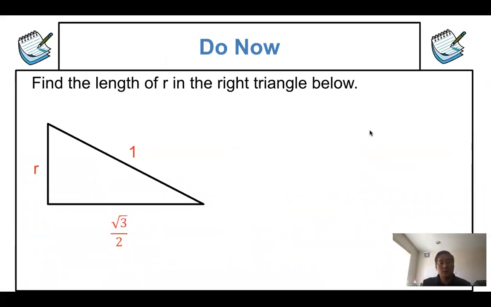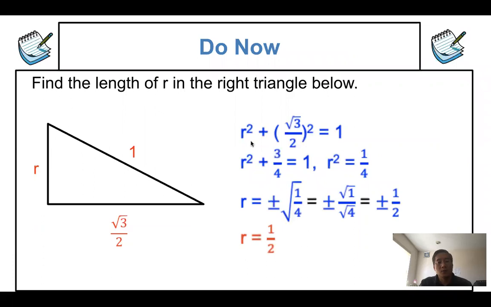So you can do this one, right? So what is it? How do you solve? You are supposed to use the Pythagorean theorem. Now, r squared plus (square root of 3 over 2) squared is equal to 1 squared. But 1 squared is equal to 1, right? Hypotenuse. Then you simplify: r squared plus square root of 3 squared is 3, 2 squared is 4, is equal to 1. Then if you move 3 over 4 to the other side, it becomes 1 minus 3 over 4, which is equal to 1 over 4.